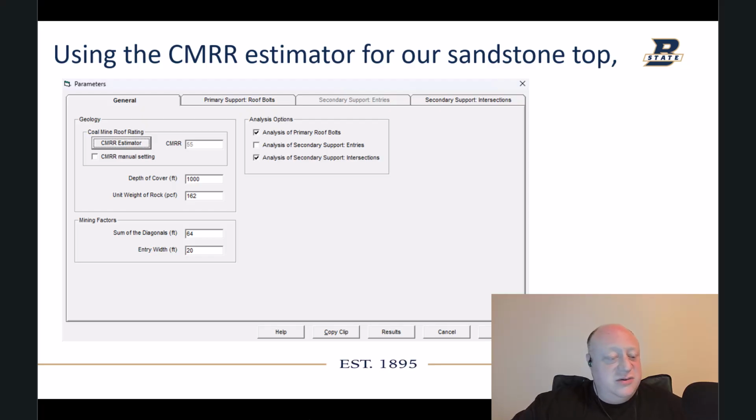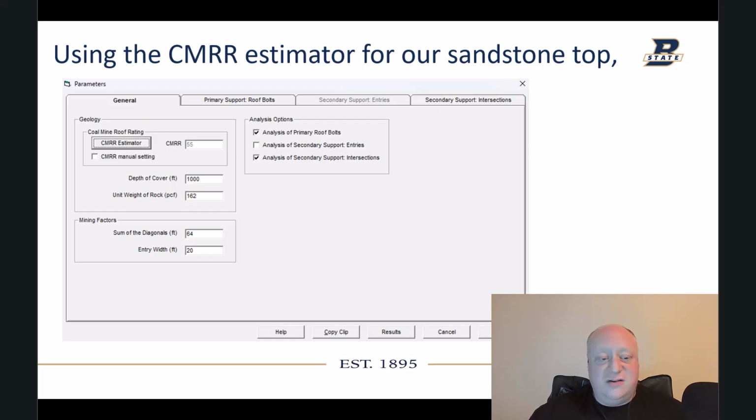So, with our sandstone top that we've talked about in this mine for our project, using the CMRR estimator, you get a 55 for sandstone in this case. On our previous presentations, we were talking about reducing that a little bit because of the likely fracturing when it was a multiple seam scenario. But given that it's not now, I went ahead and set that at 55 just to see what we would get here. Our depth of cover is 1,000 feet, basically for all of the panels, right?